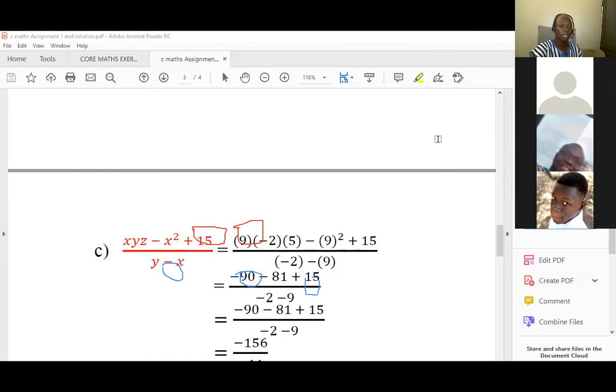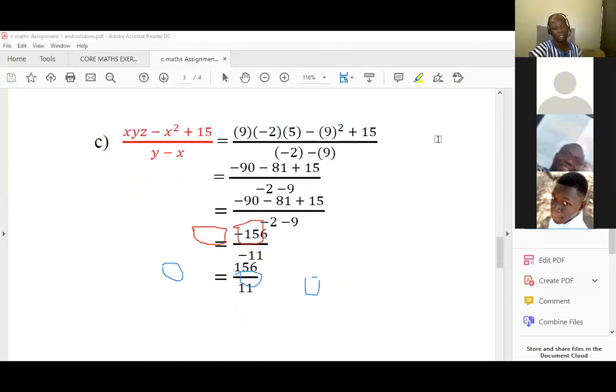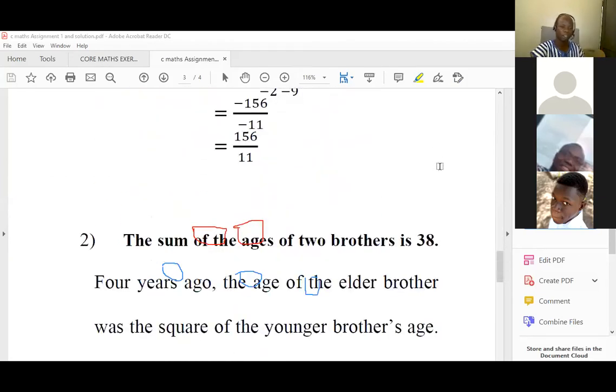Now, yes, the second part is where we had a little challenge. Yes, obviously, there is a slight typo in this question. So the first part of the question is not supposed to be inclusive. That's the sum of the ages of two brothers is 38. It shouldn't be part of the question. So yes, most of you did not attempt this question, but I think it is wrong. You should have attempted it.